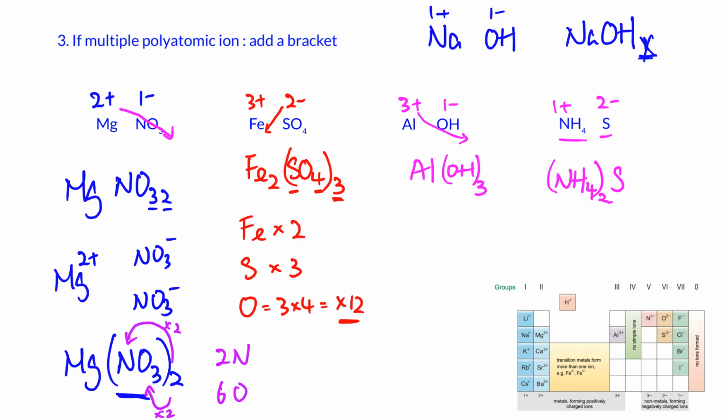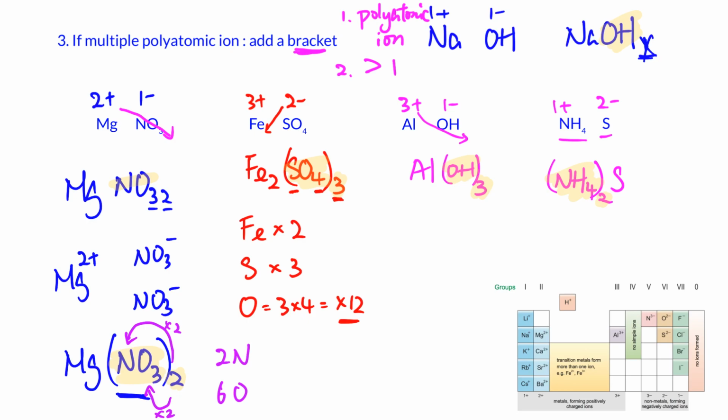So basically, when you use a bracket, you should apply it to a polyatomic ion. Second, it should be more than 1. So basically, you see that this is a polyatomic ion and more than 1. This is a polyatomic ion more than 1. This is a polyatomic ion more than 1. If you have a polyatomic ion but just 1, you don't need a bracket. If you add a bracket, you will get a wrong answer.